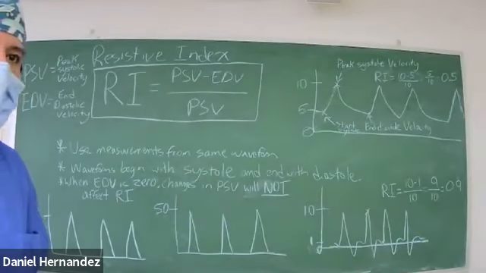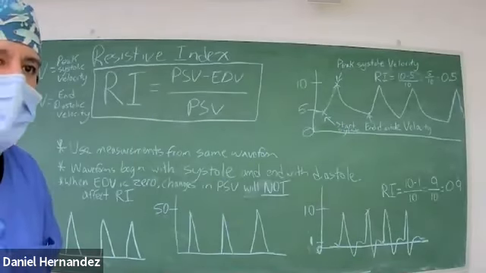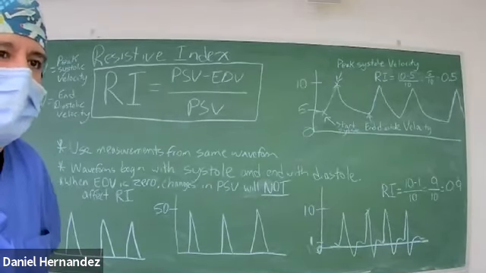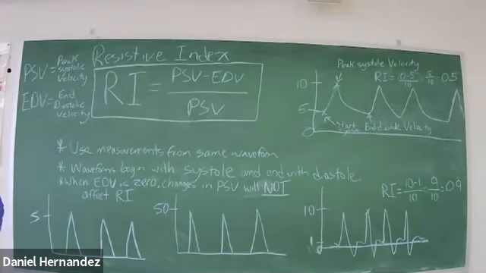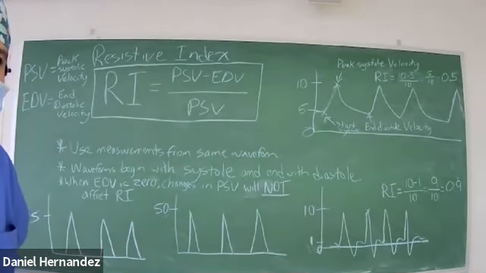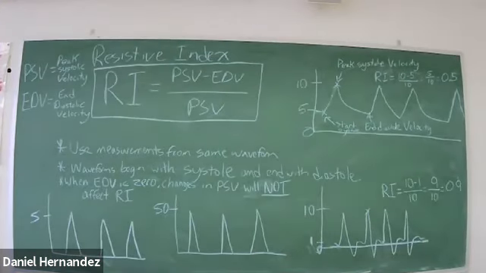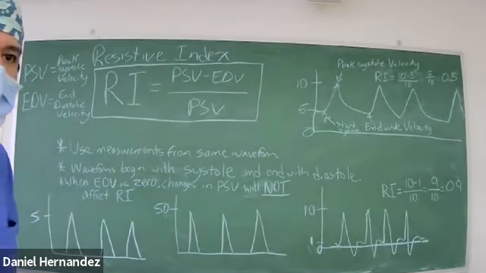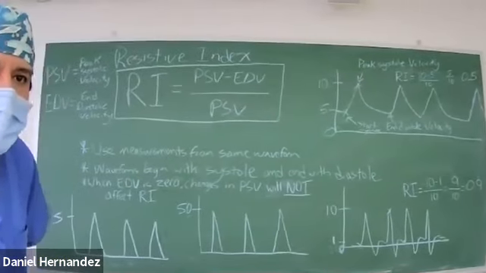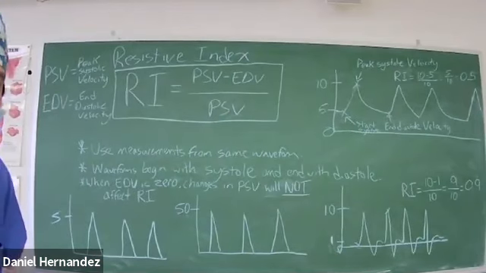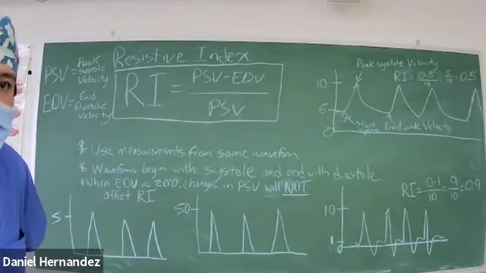So just to go back over some of the things that we know already. The formula for resistive index, or RI, is our peak systolic velocity minus end diastolic velocity divided by the peak systolic velocity. A couple of important things to remember when you're measuring resistive indices is to use measurements from the same waveform.